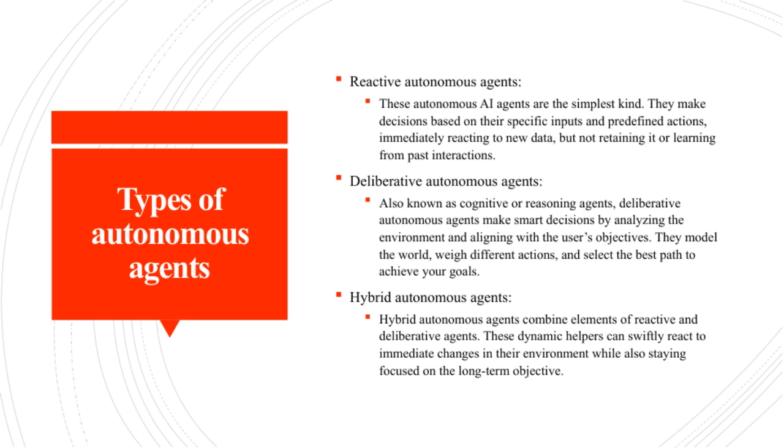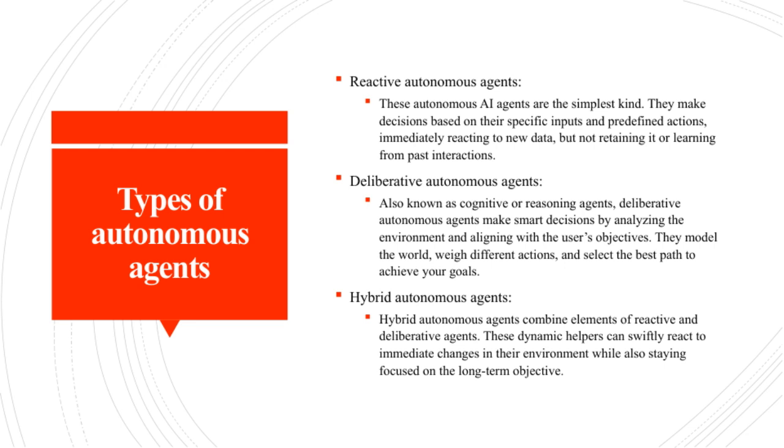Next, we have deliberative autonomous agents, also called cognitive or reasoning agents. These are a bit more sophisticated because they analyze their environment carefully. They model the world around them, weigh various possible actions, and then choose the best one to help achieve the user's goals. They're capable of making smarter decisions because they consider both the current situation and their objectives.